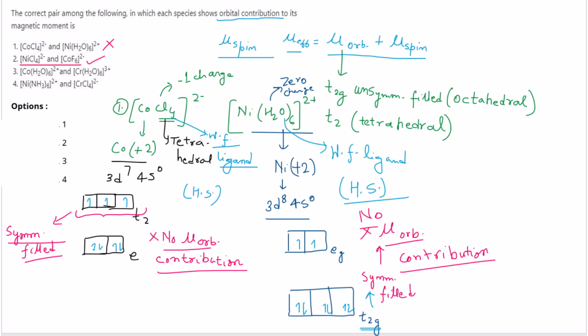You have to just identify the central metal ion oxidation state and fill the electrons in the t2g and eg, or e and t2 orbitals depending on the geometry, and then you have to check whether the t2 or t2g orbitals are unsymmetrically filled or not. Then you will get your answer. So I hope this explanation was clear enough.